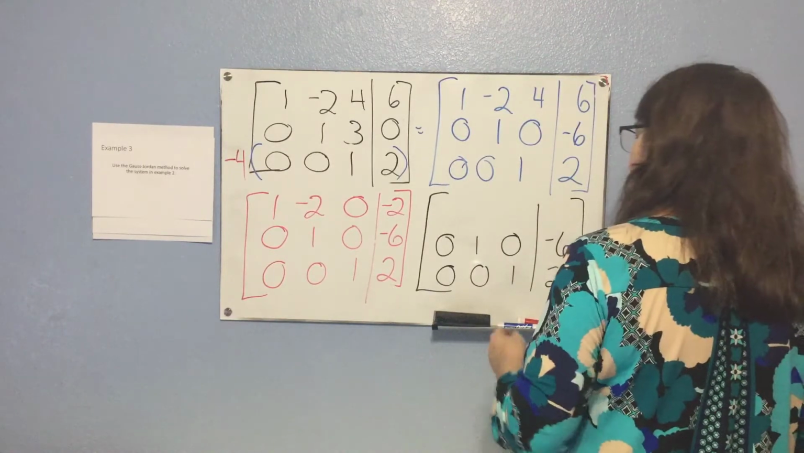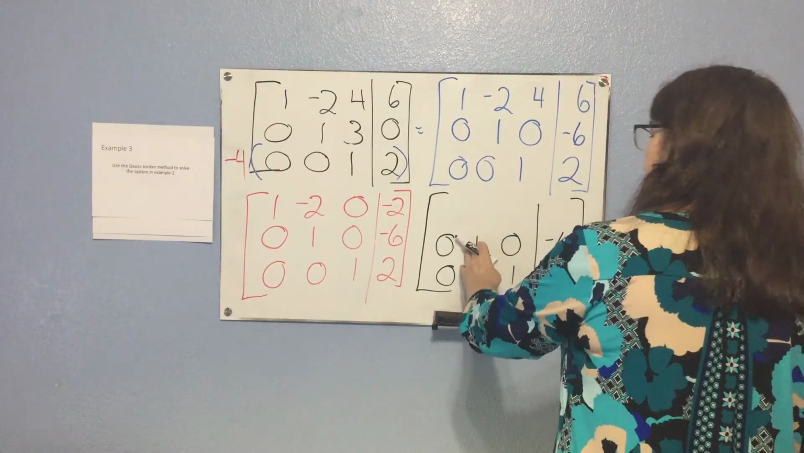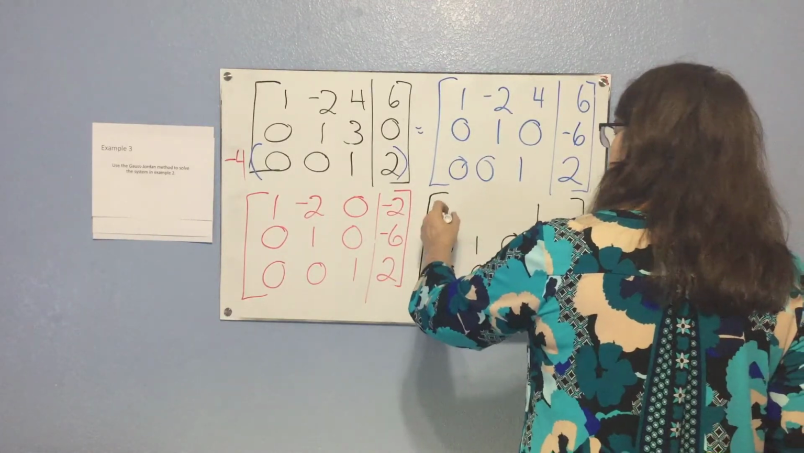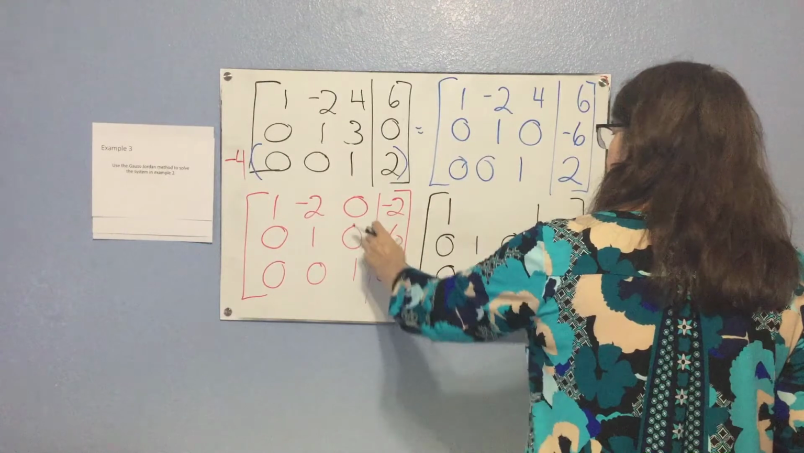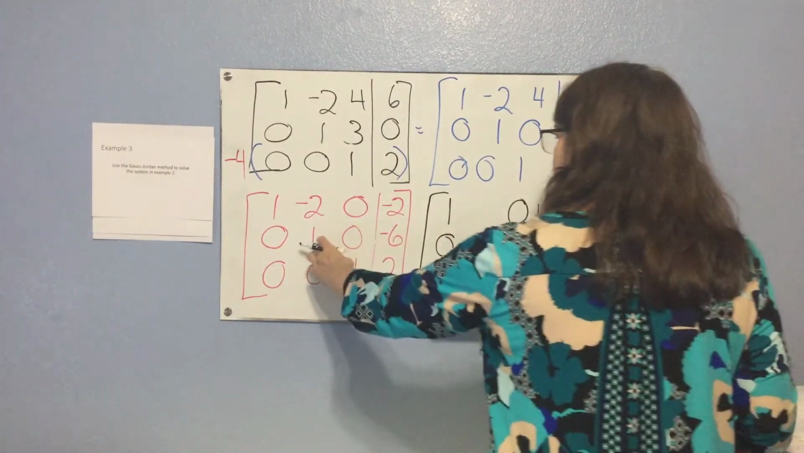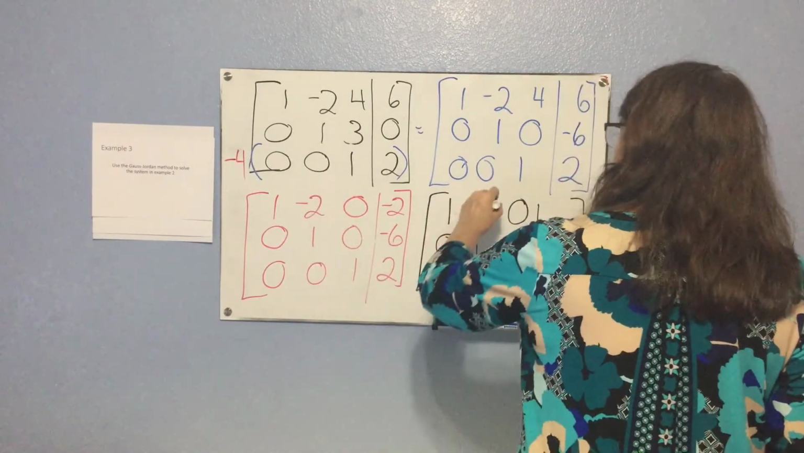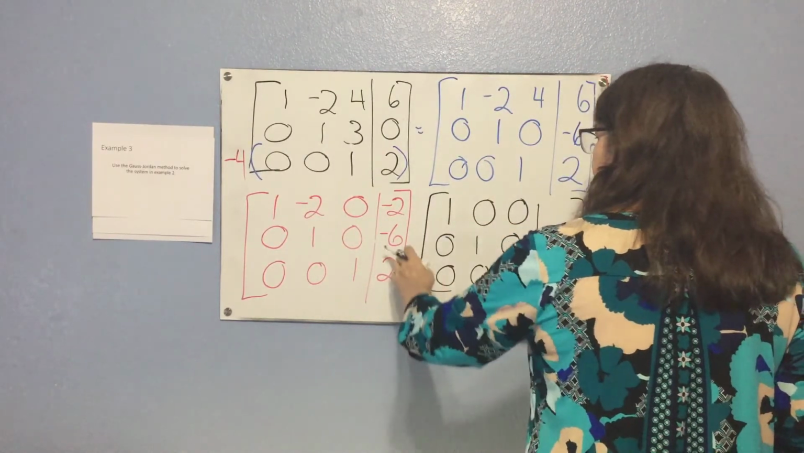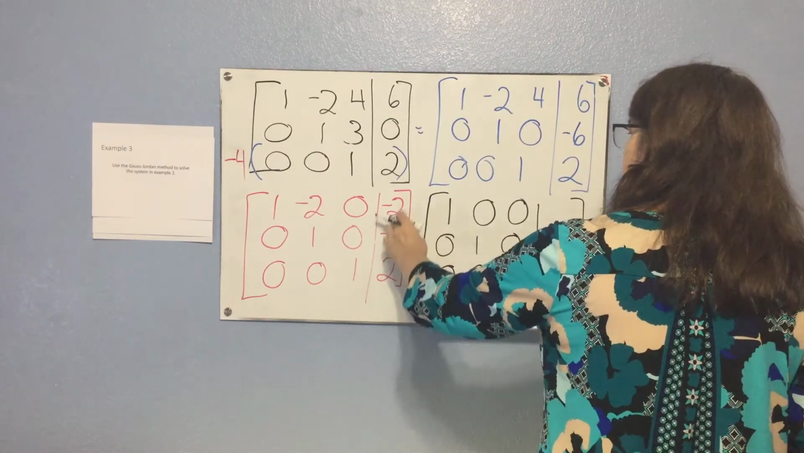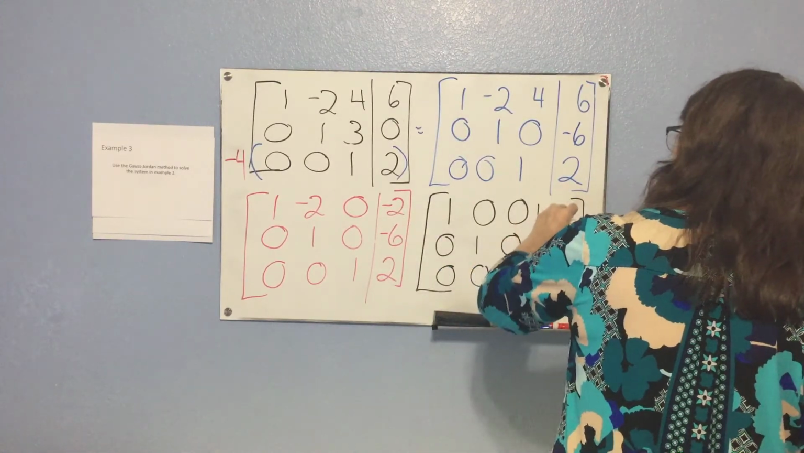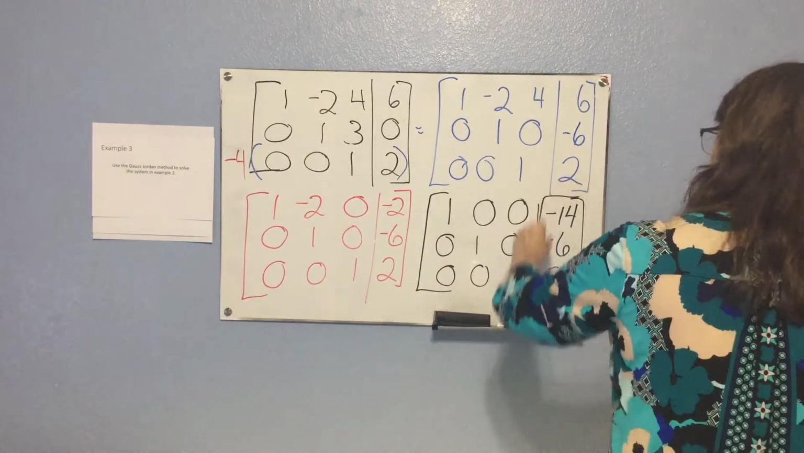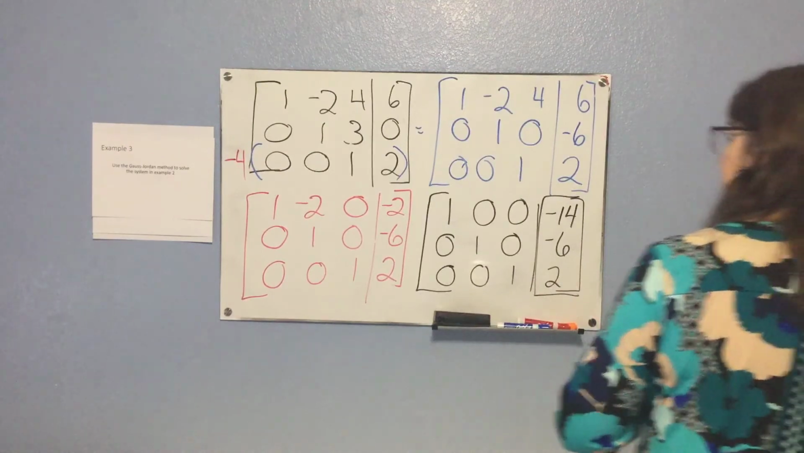So now I'm going to take 2 times this row and add it to the first row. Well, 2 times 0 is still going to give me 1 here. I have 0 and 0, so that's still 0. And then 2 times 1 plus 2 will give me the 0. And 2 times -6 is going to give me -12 plus -2, so -14. And now this is my solution set.